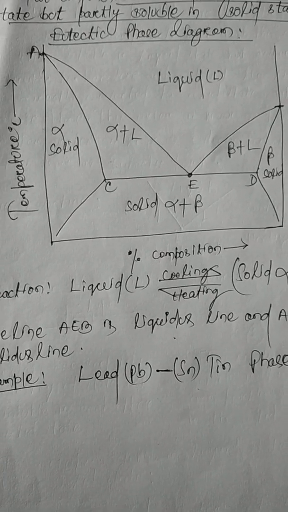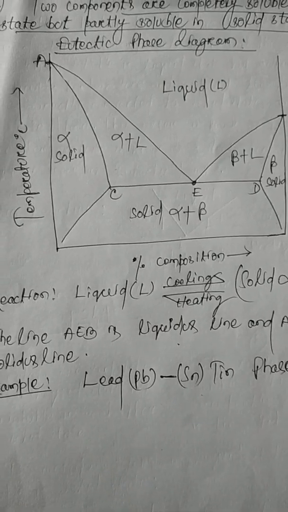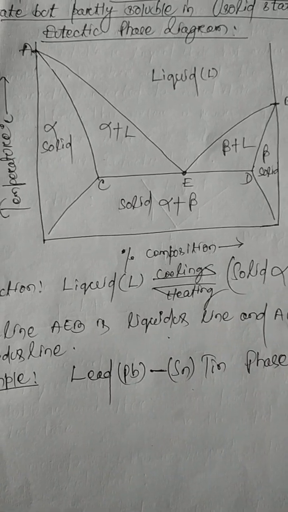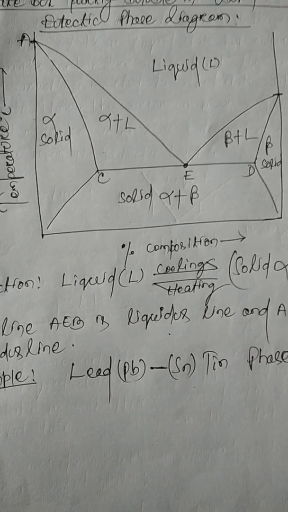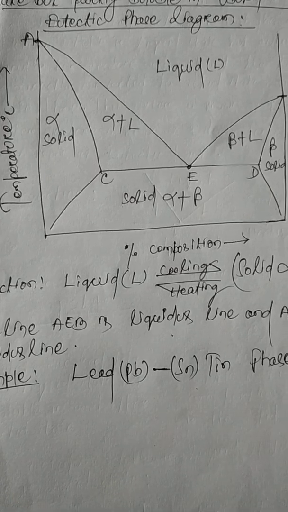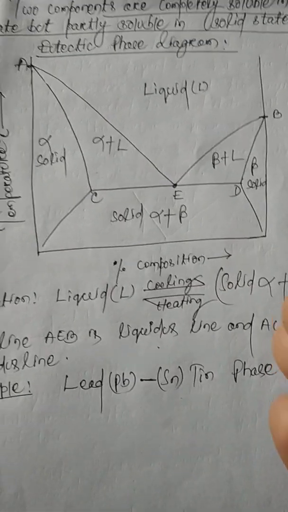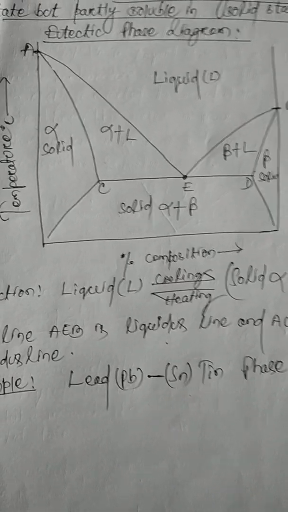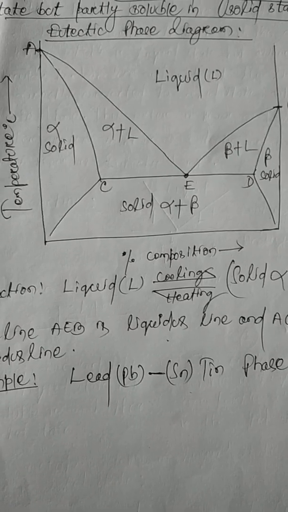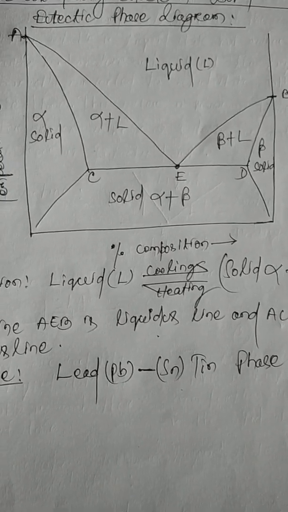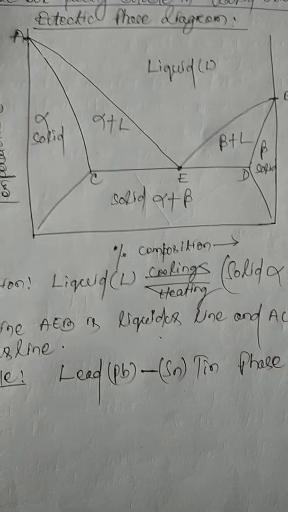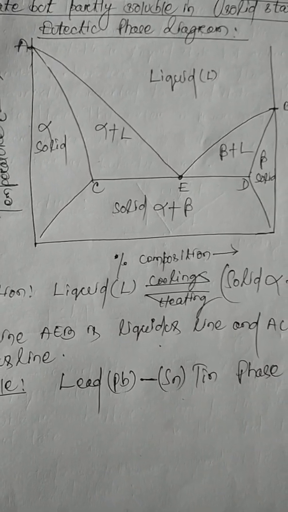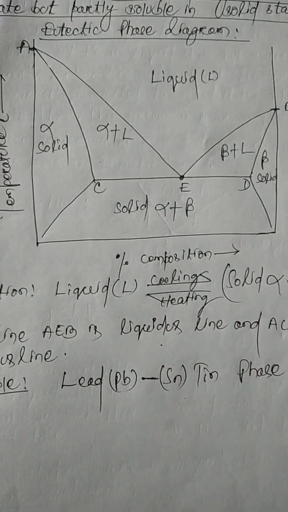When both components are completely soluble in the liquid state, we solidify the liquid into the solid. During solidification, the temperature reduces from the melting temperature to room temperature. Remember, guys, it is not coming to zero, it is coming to room temperature. During the cooling process different microstructures develop, and different phases exist in the system. So we are discussing that.